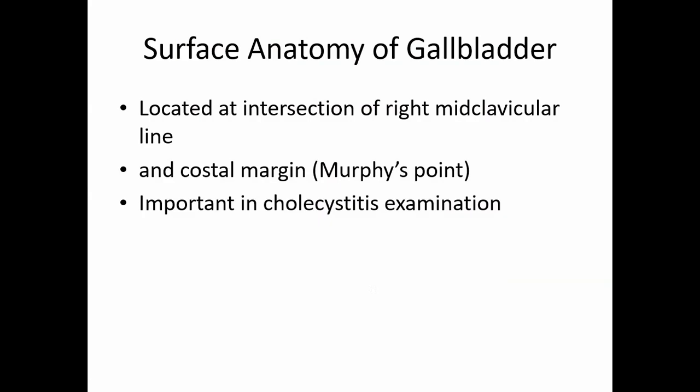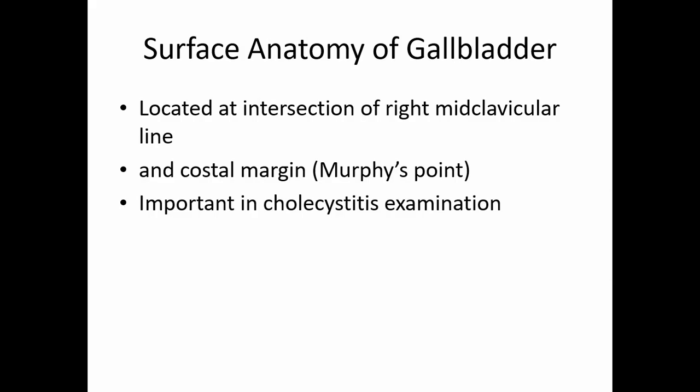Okay, now surface anatomy of the gallbladder. The gallbladder is one of the most important topics because it is very common. Gallstones are very common in the Pakistani population, especially in females.